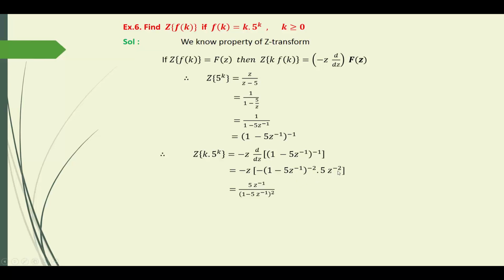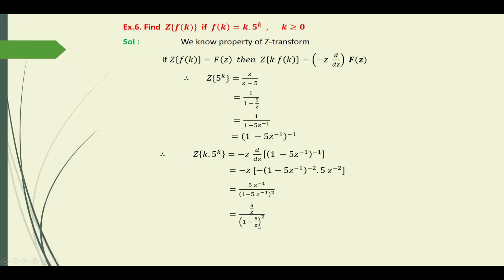z into z raised to minus 2 is z raised to minus 1. So we have 5 z raised to minus 1 upon (1 minus 5 z raised to minus 1) whole square, which equals 5 upon z upon (1 minus 5 upon z) whole square.